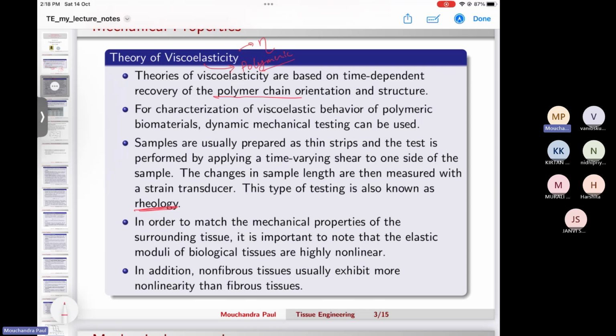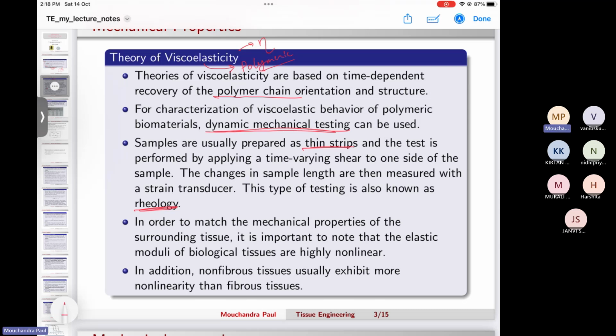They use a machine called a dynamic mechanical testing machine for characterizing the viscoelastic behavior, where samples are prepared as thin strips. On one side shear is applied continuously, and this shear varies with time. Then they measure how much change in length has happened due to this shear. And this type of testing, as I said, comes under the very big field of rheology.